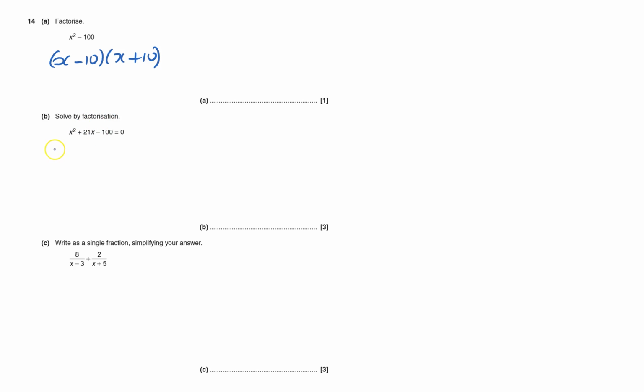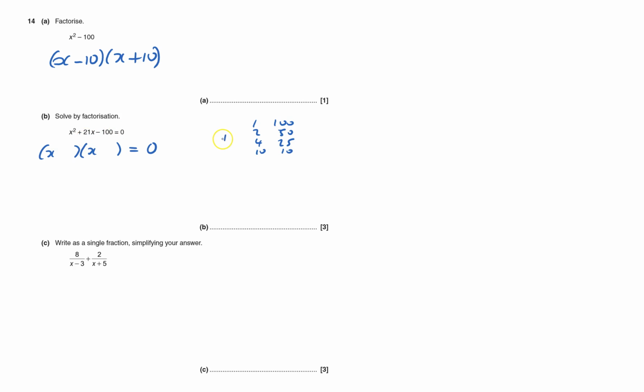Solve by factorization, so I need to factorize it. So I've got just one x squared, so it's going to be x in each bracket, and it's going to equal 0. I've got to get 100, so it's either going to be 1 and 100, or 2 and 50, or 4 and 25, or 10 and 10. And pretty obviously it's going to be 4 and 25 because I've got 21 there.